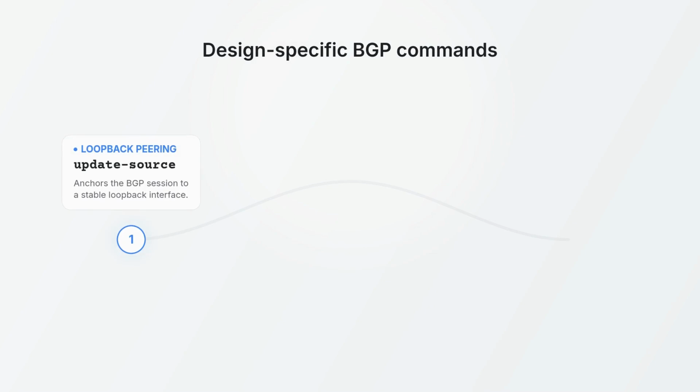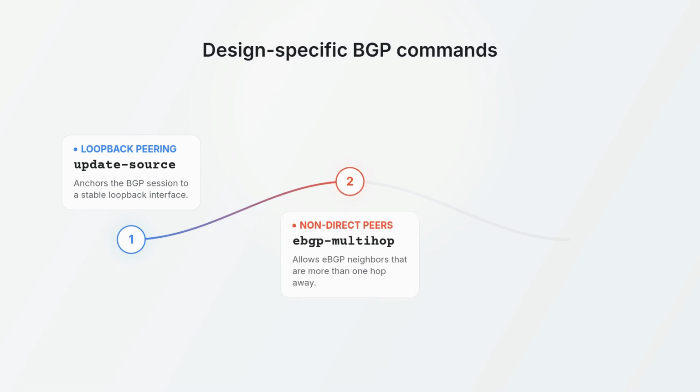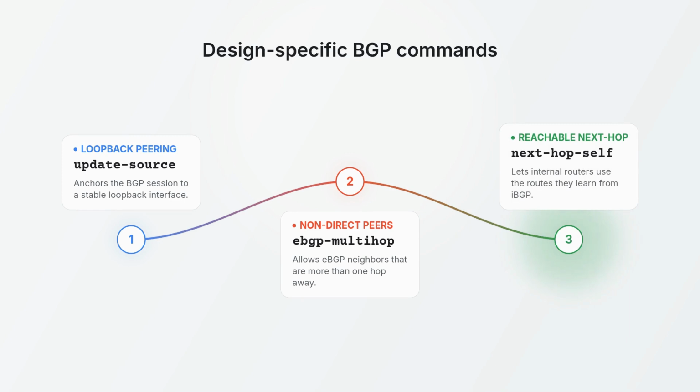After that, come design-specific commands like update-source for loopback peering, EBGP multihop for non-direct peers, and next-hop-self so internal routers can actually use what they learn. Finally, attach policy on purpose. If you cannot explain why a route map, prefix list, or community rule exists, it probably does not belong in production yet.